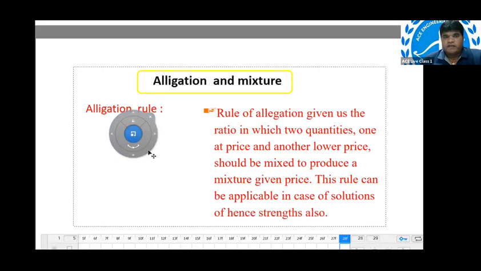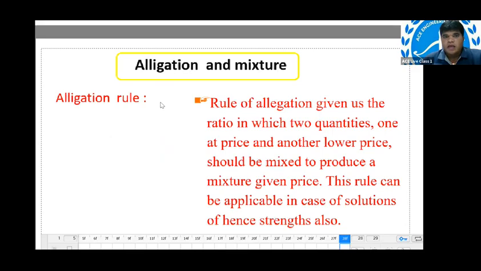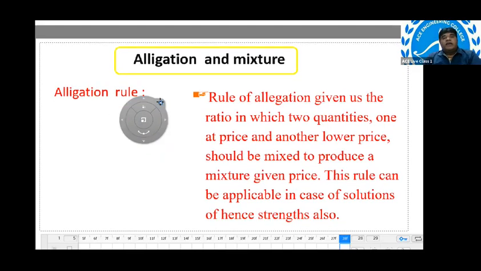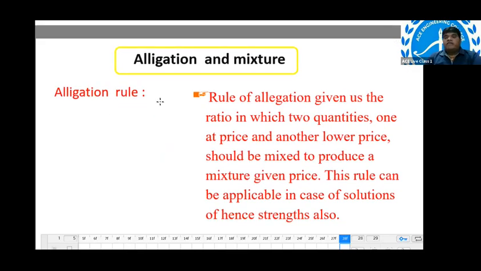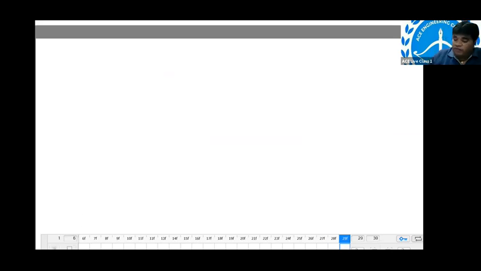Okay, friends, observe all of you. Allegation. Allegation means we are creating a mixture. The rule of allegation is given as the ratio in which two quantities, one at a lower price and another at a higher price, are mixed, and I want to equate the rule. Here, a very important word is mean price. So what is the meaning of mean price?